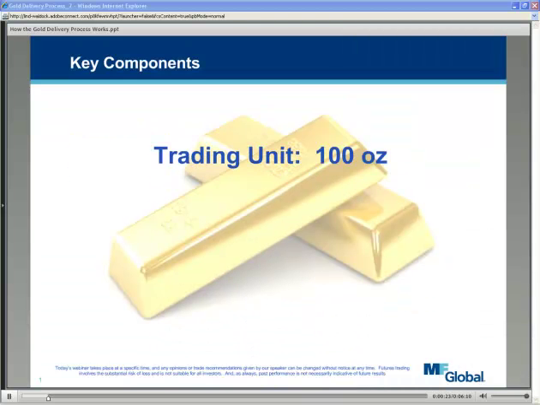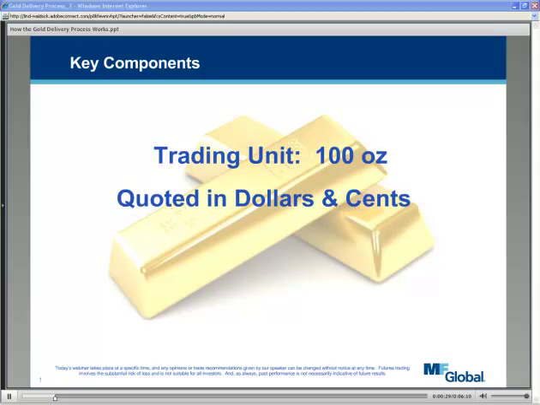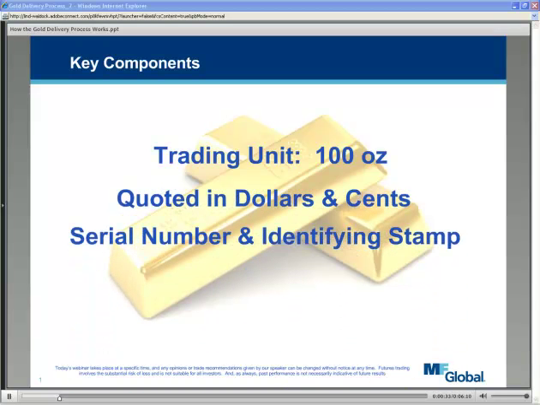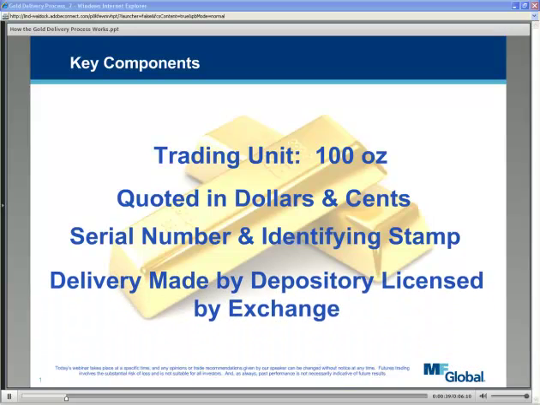Each contract listed is a trading unit of 100 ounces of gold and is quoted in dollars and cents per ounce. Gold delivered against each contract must bear a serial number and identifying stamp of a refiner approved by the exchange. In addition, delivery must also be made from a depository listed by the exchange. Currently there are about 5 warehouses listed by the exchange, and they are all located in the New York area.